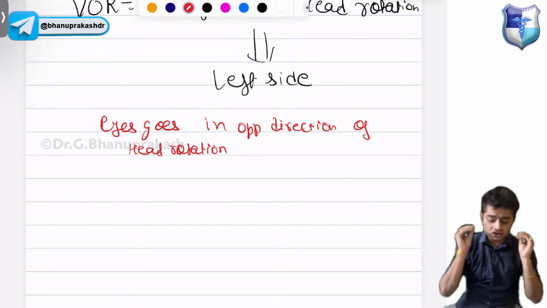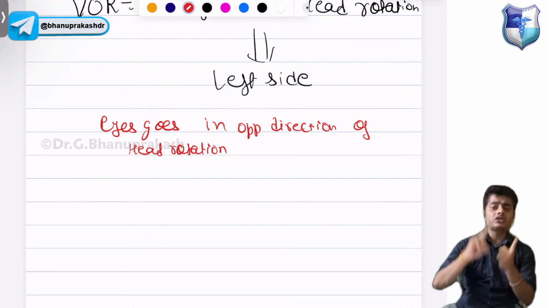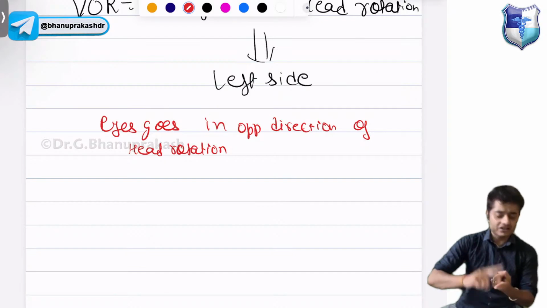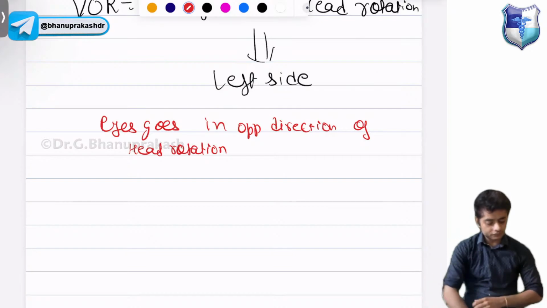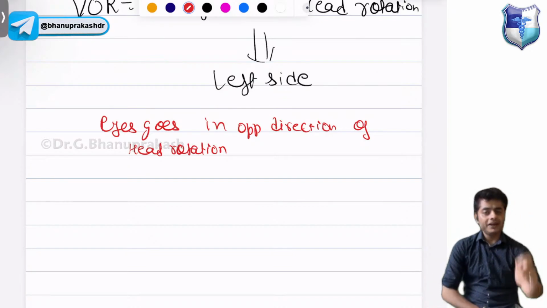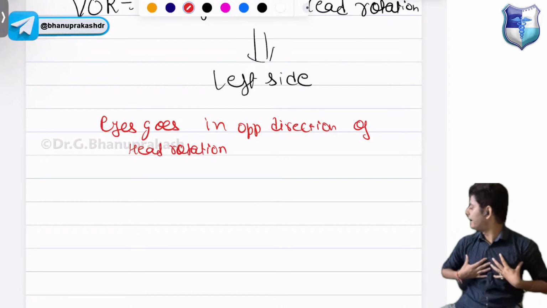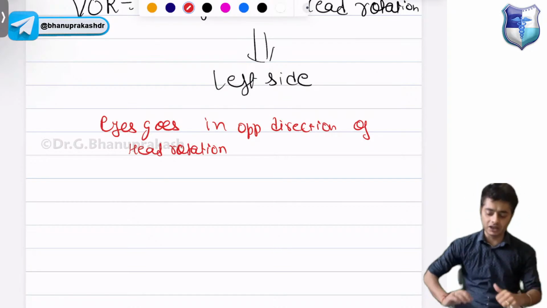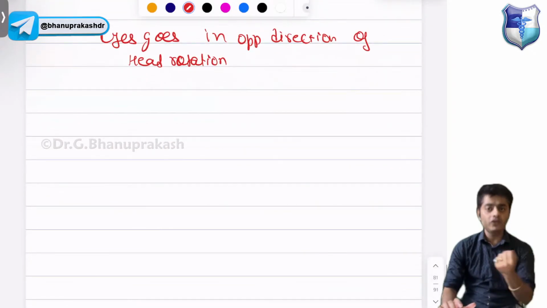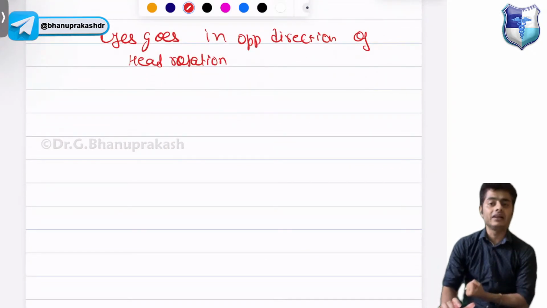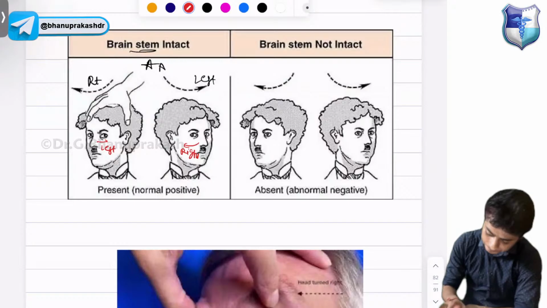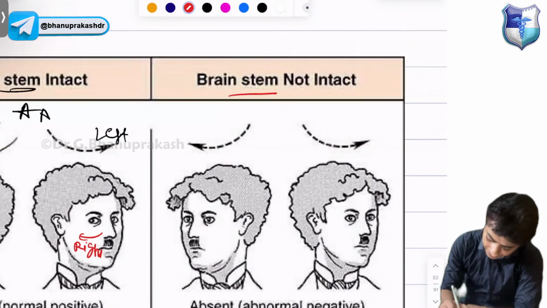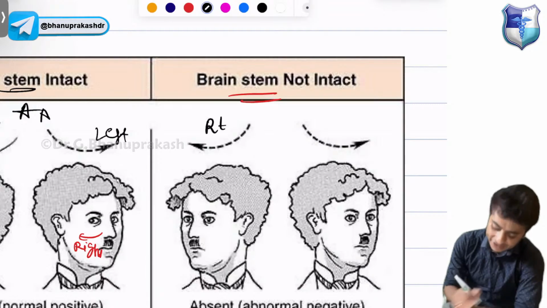Okay, Naveen. So just tell me, if there is a patient whose brainstem is not intact, whose brainstem is damaged, so when he moves his head to right side, in which direction his eyes will go? Just tell me in comment section. If suppose my brainstem is damaged and I am moving my head to right side, where will my eyes go? Same side. Very good, Dheeraj. This phenomenon is present in the patient who is having brainstem death. In these kinds of patients, vestibulo-ocular reflex is absent. See, this patient, his brainstem was not intact.